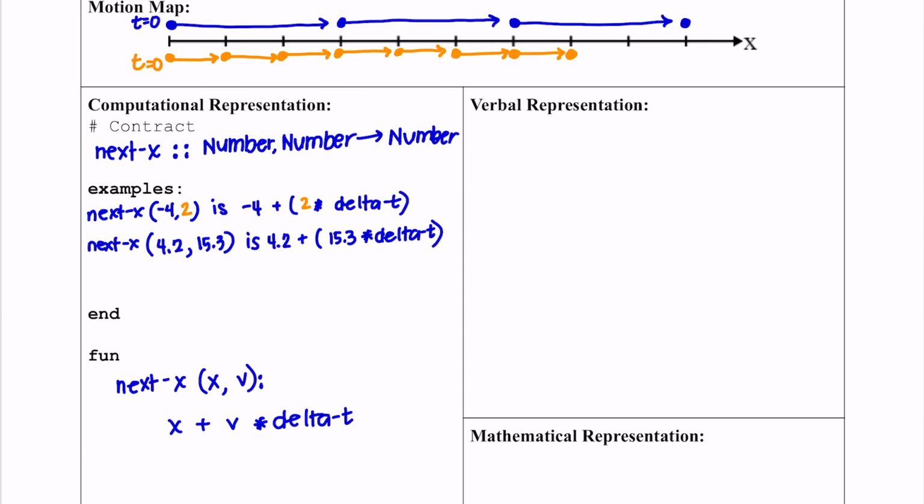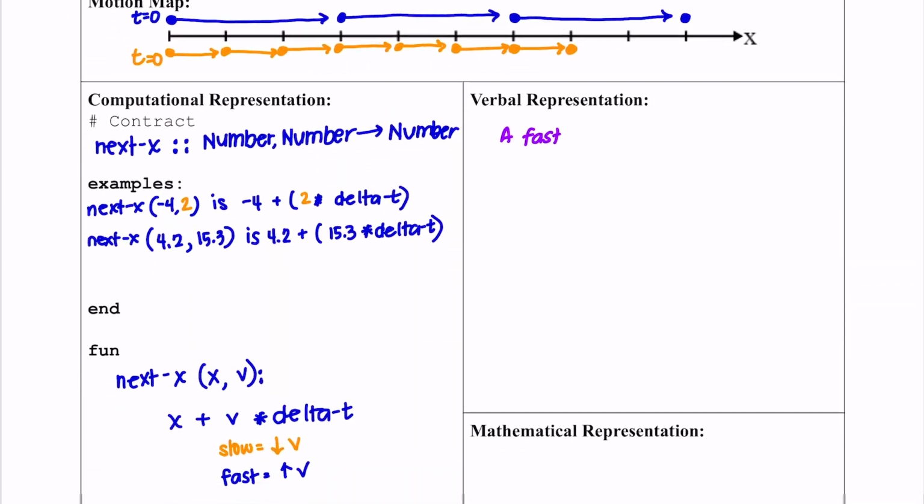Okay, and so we have -4 plus 2 times delta t. And so our slow constant velocity motion is going to have a lower velocity, and our fast constant velocity is going to have a higher velocity. All right.